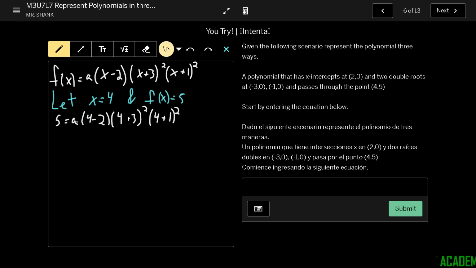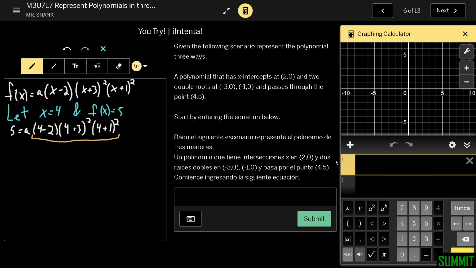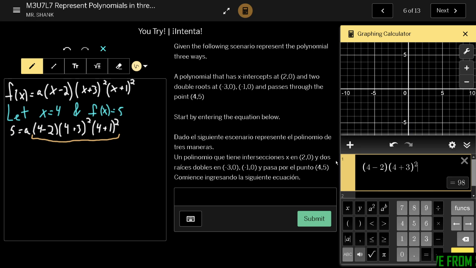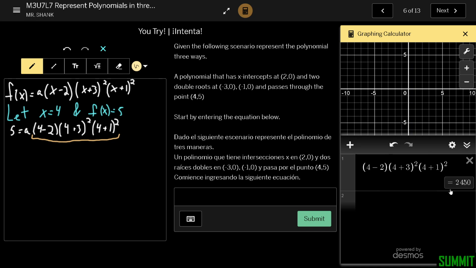All right, so we're going to say, hey, this entire right side, 4 minus 2 times 4 plus 3 times 4 plus 1 squared. All right, sorry, let me make sure I type it in exactly as it looks. So pretty big number here, that's okay. We're going to say it's typed in exactly as it looks, so we know we're good. But like I said before, we're always going to check to make sure it goes through those right points.